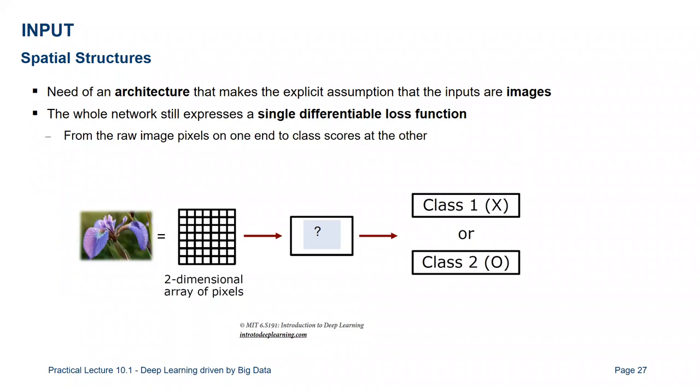Okay, so we said that basically a fully connected neural network doesn't scale very well with images, right? Which means that we are looking for a different architecture that makes an explicit assumption that the inputs are images basically. So we want to have an actor, this is our actor here in the middle, but we want to have a starting point where we know the inputs are images. And at the end, of course, you still want to detect different types of classes, right? So either flowers or anything.